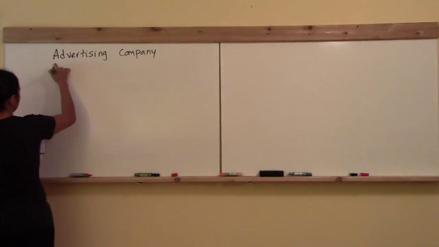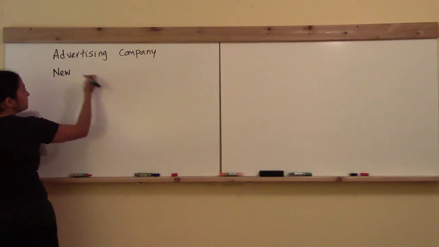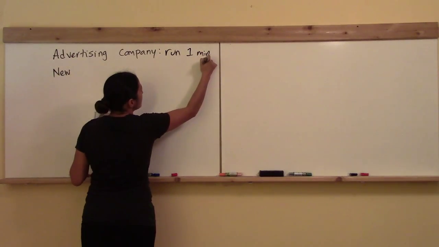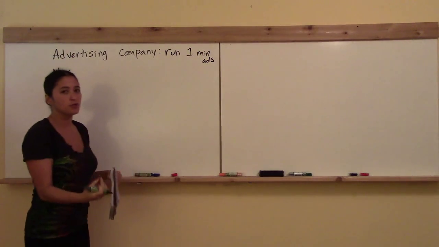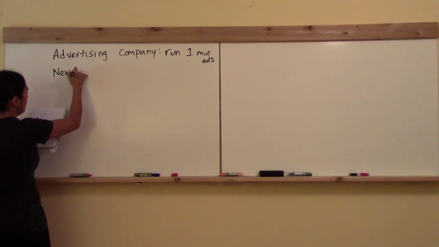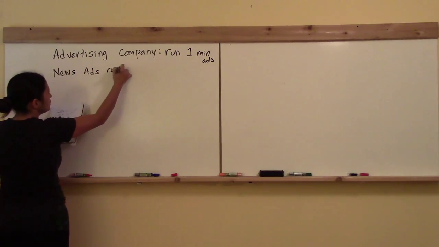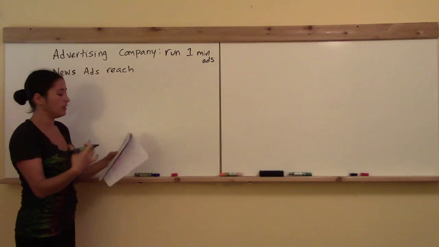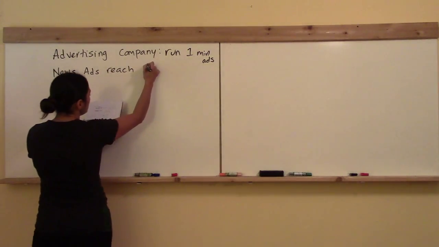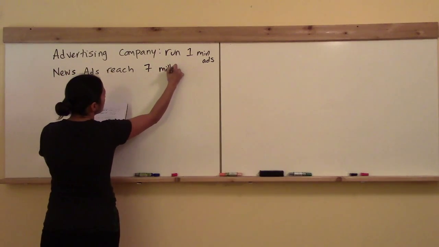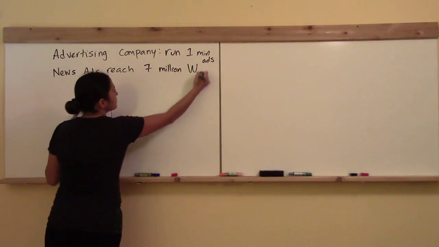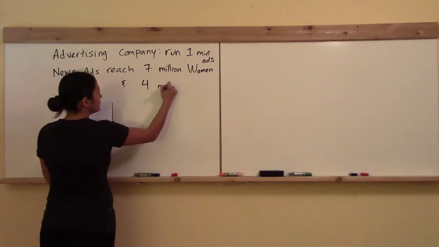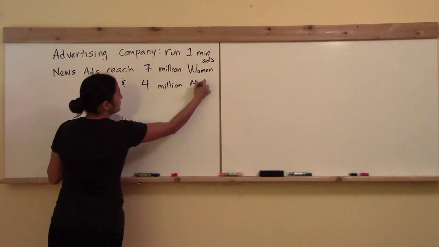Okay, so let's say that I run, in general, 1 minute ads. So when I refer to ads, each one of these ads is 1 minute in length. The news ads reach, remember my target demographic here is going to be between women or men. The news ads reach 7 million women, which I'll just write women. And they reach 4 million men.